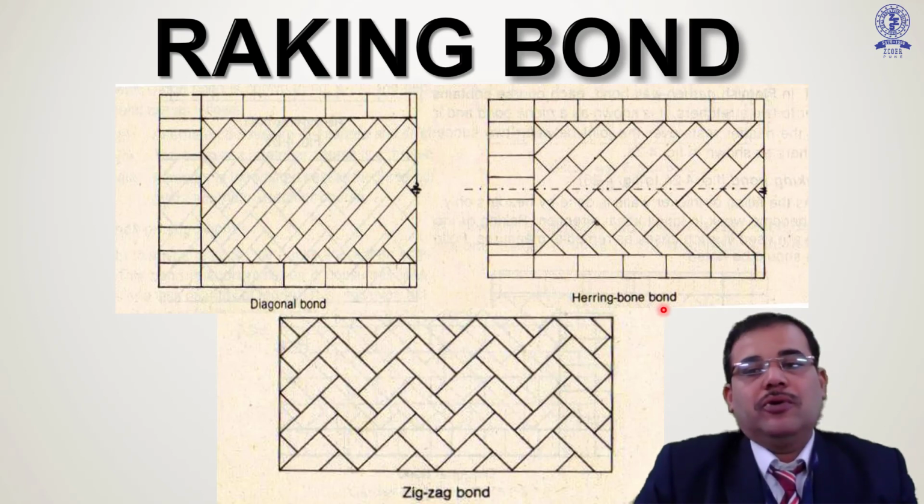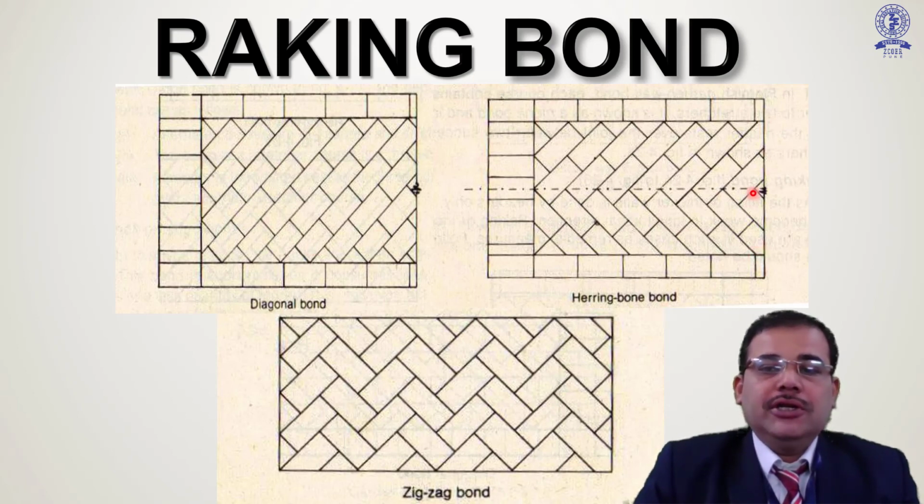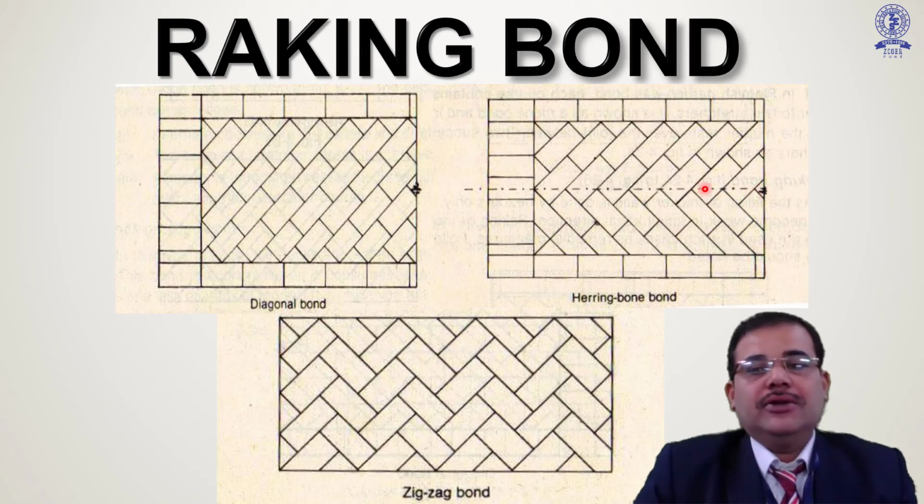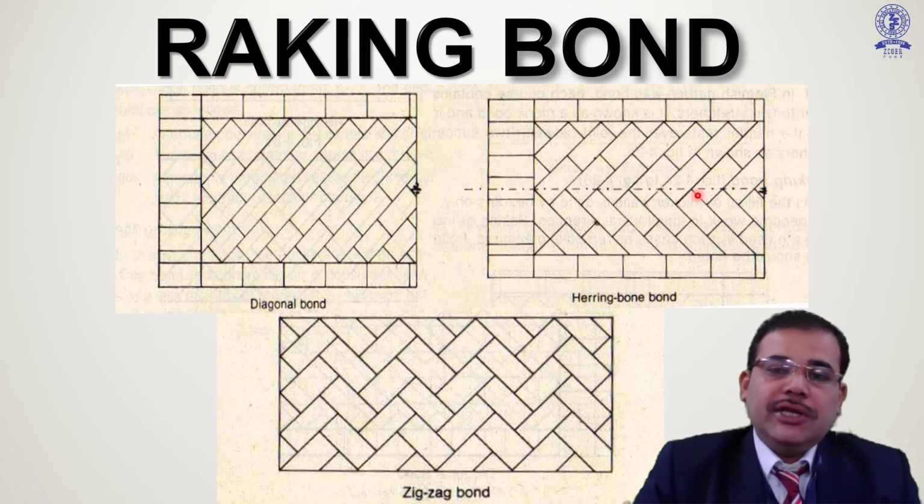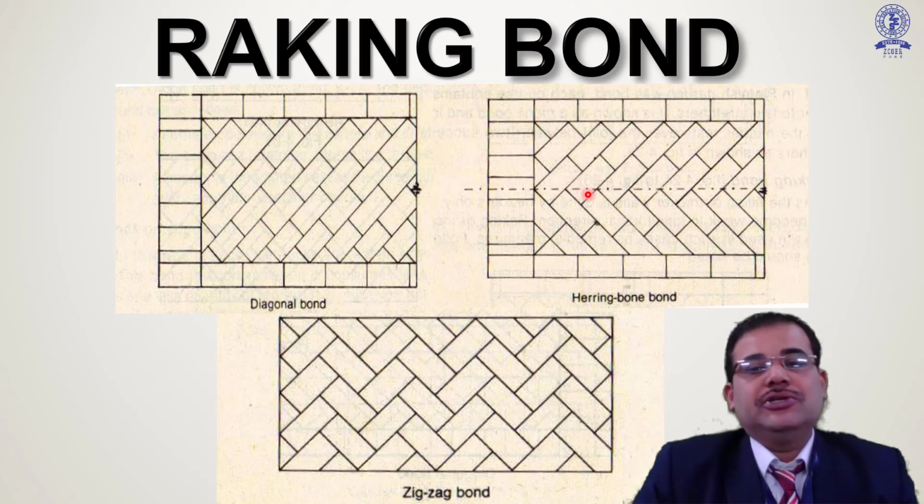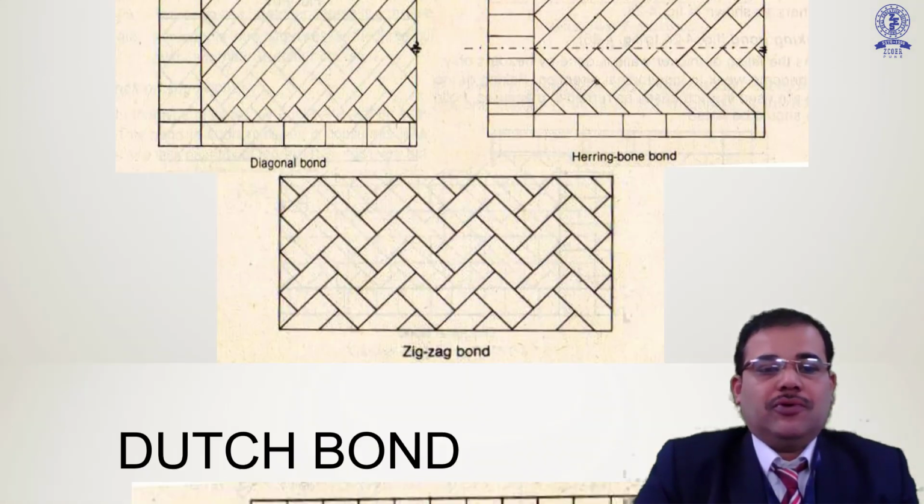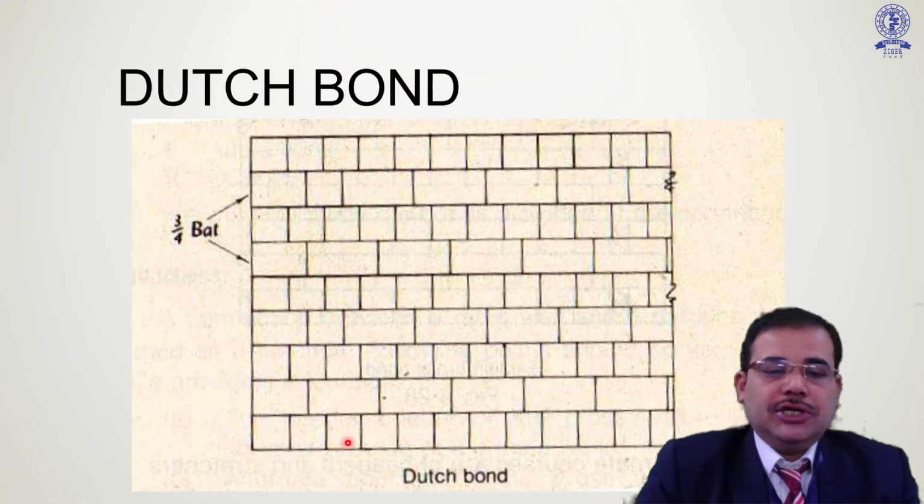Whereas in case of herringbone bond, after a certain interval and mostly from the center line of the entire wall, you may observe the inclination of the brick is changed. Now in case of zigzag bond, the bricks are laid alternately along their inclination, so the direction changes, and so this is termed as a zigzag bond. Then this is a Dutch bond.